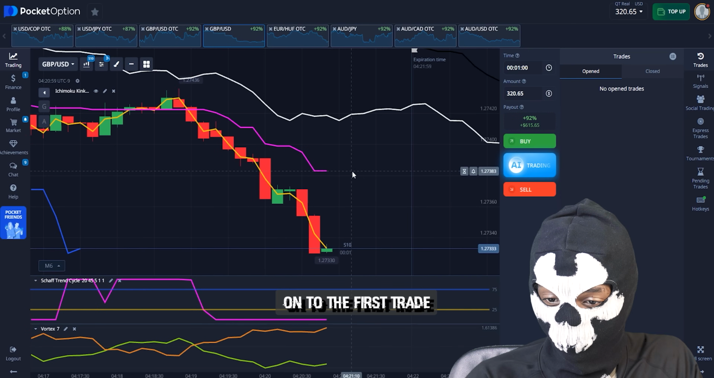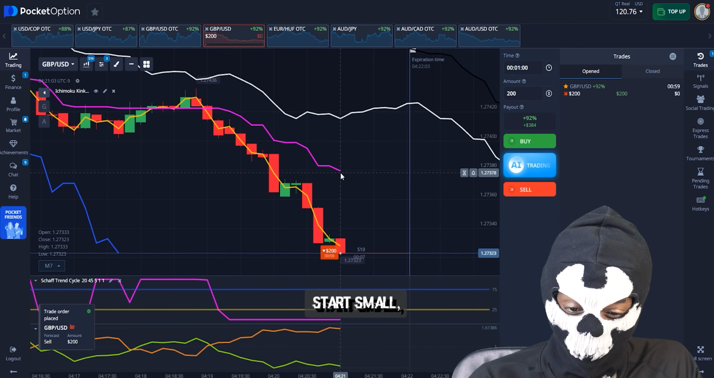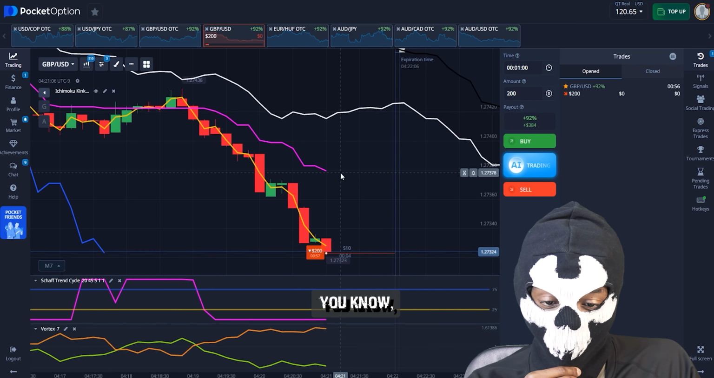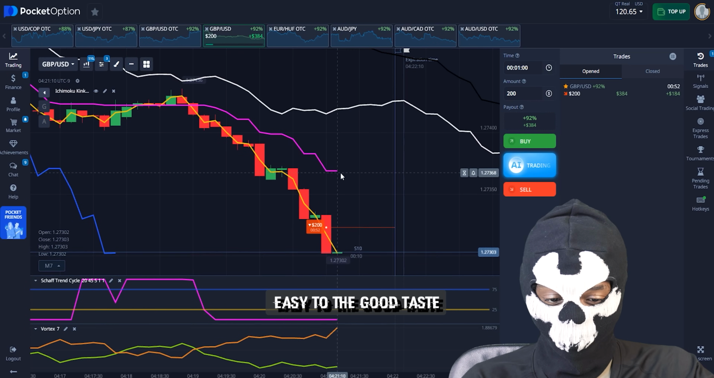Okay, let's hop on to the first trade for the day. We're going to go 200 and down. We start small, but we keep building off the balance, to just start easy with a good pace.